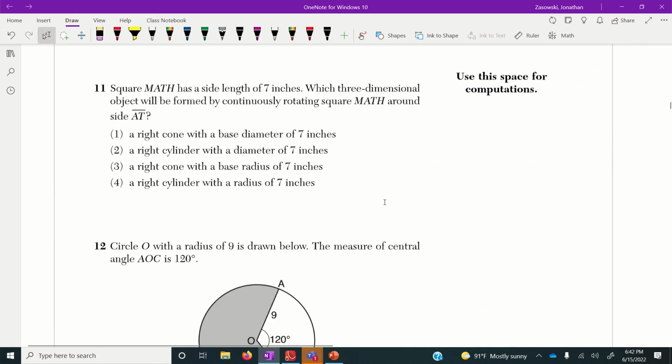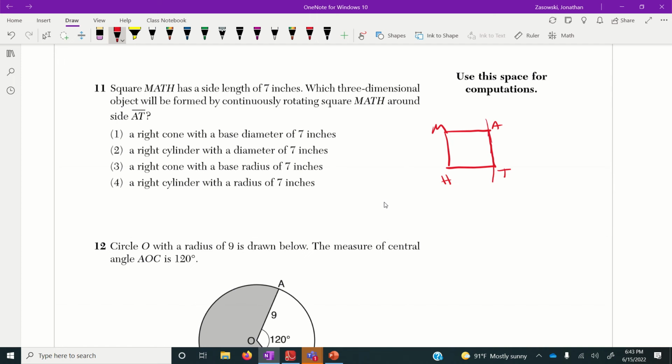Number 11, a square has a side length of 7. Which three-dimensional object is formed by continuously rotating square MATH around side AT? So just draw a picture, okay? We have a square. We're going to call it M, A, T, H. So if we rotate this around AT, AT is going to stay still.